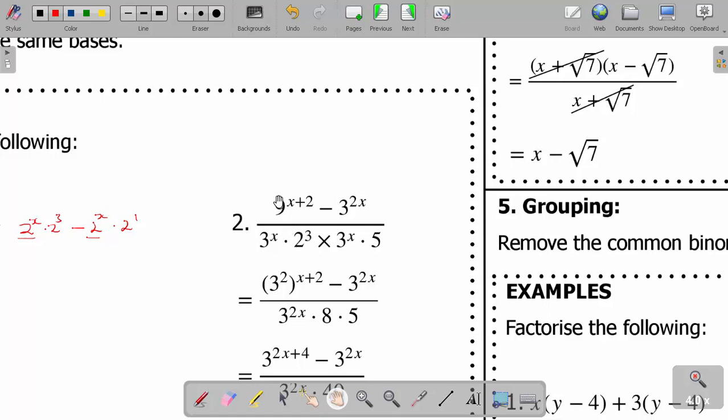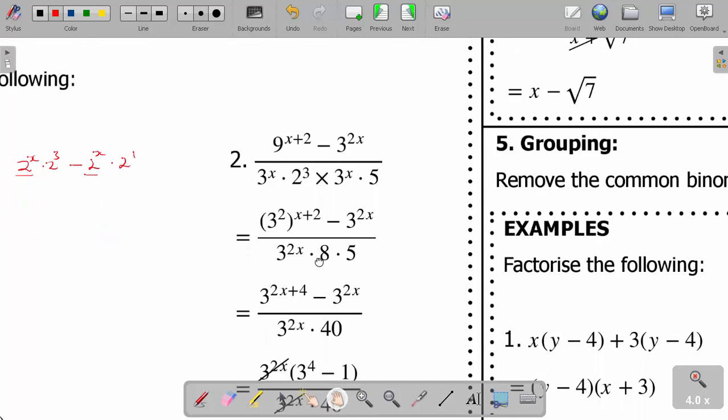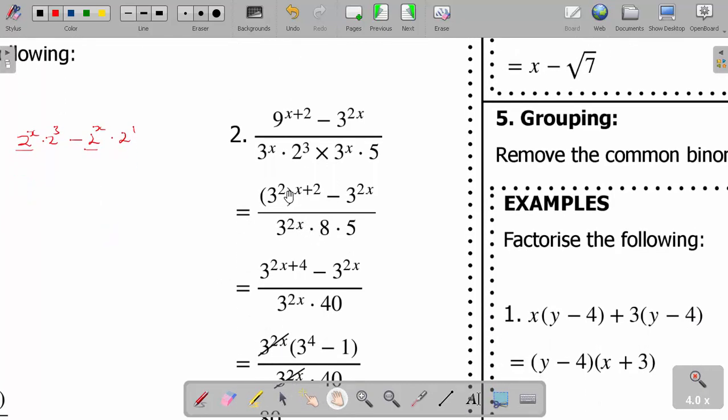Okay, now 9 is the same as 3 squared, and so we can distribute the 2 outside, that means 2 multiplies the x to give us 2x, and 2 times 2 gives us 4. Now if you check here, these are the same bases, which is 3, 3.